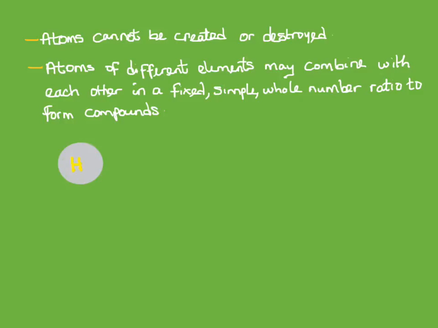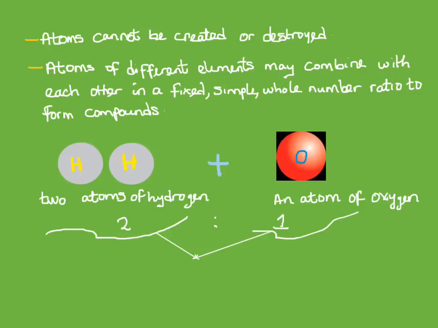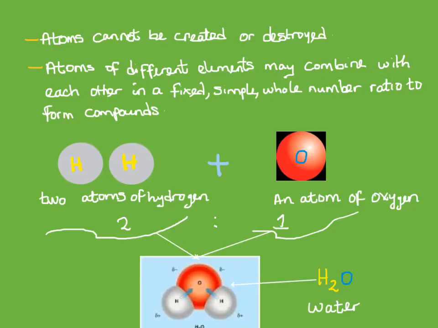For example, we have an atom of hydrogen, another atom of hydrogen. So we have two atoms of the element hydrogen combining with an atom of the element oxygen in a ratio of 2:1 to form a compound known as water. So, in the compound water, we have 2 atoms of hydrogen and an atom of oxygen combining in a ratio of 2:1.